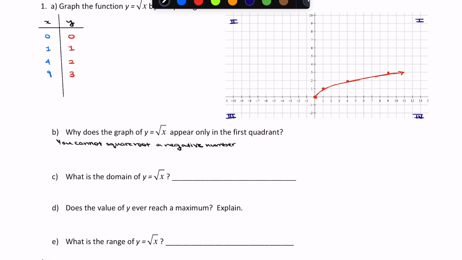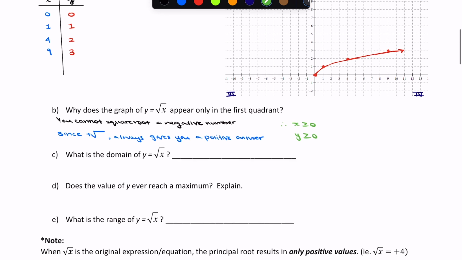Since a positive square root always gives you a positive answer, we see here that x has to be greater than or equal to 0, and y has to be greater than or equal to 0.